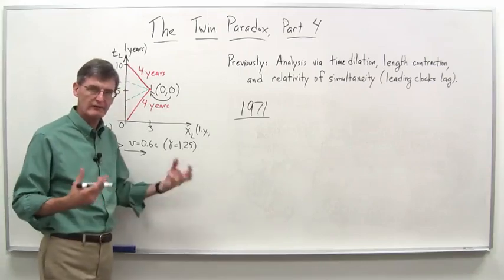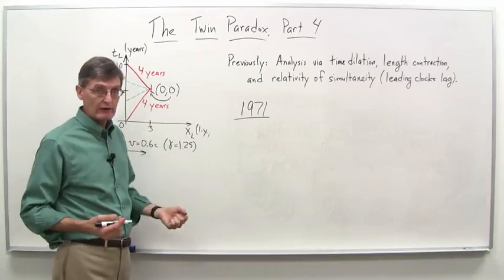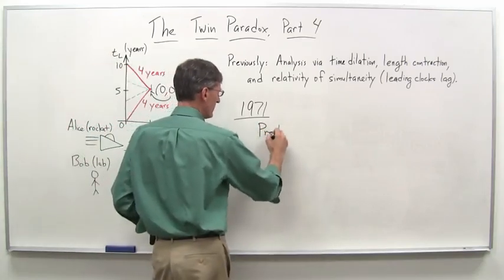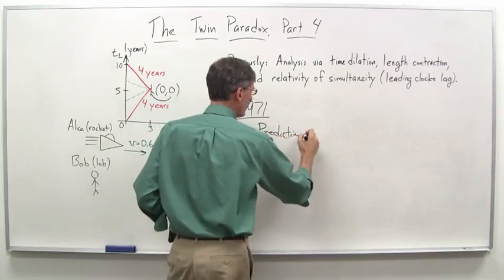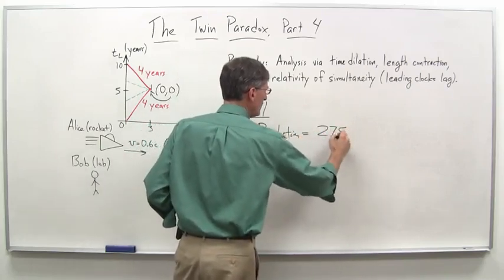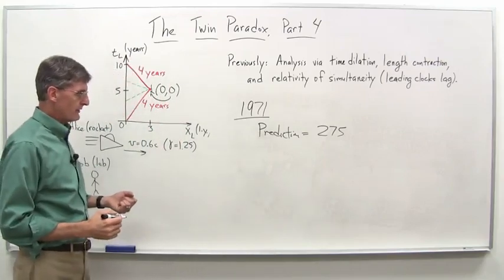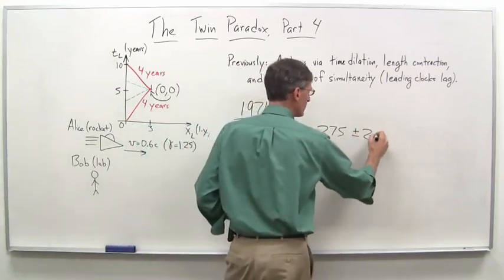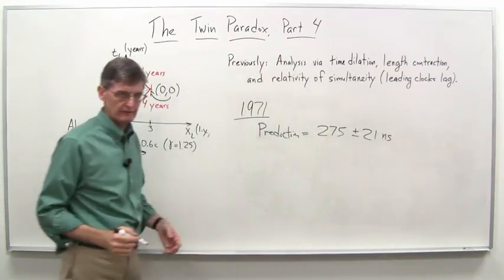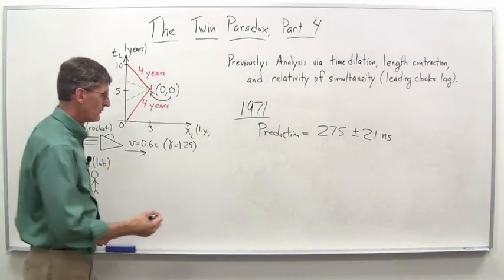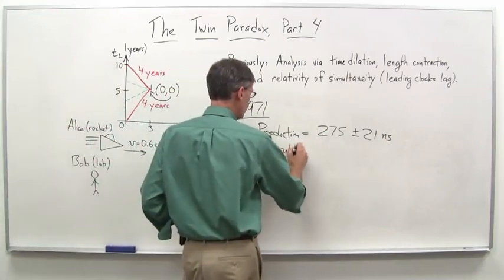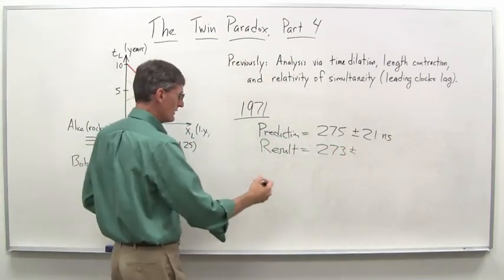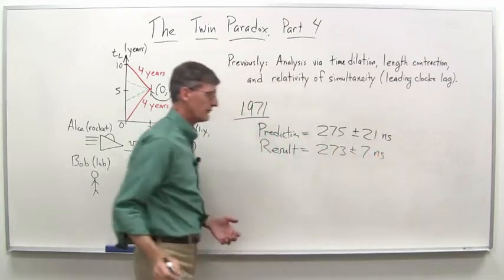Won't give you all the numbers here, but to give you an idea, for the westbound clocks that went on the planes, they had a prediction of the difference between the clocks and the stationary clocks, stationary in the sense they were still on the ground, of 275 plus or minus 21 nanoseconds. That was the prediction. The result was 273 plus or minus, I think it was about 7 nanoseconds, something like that.